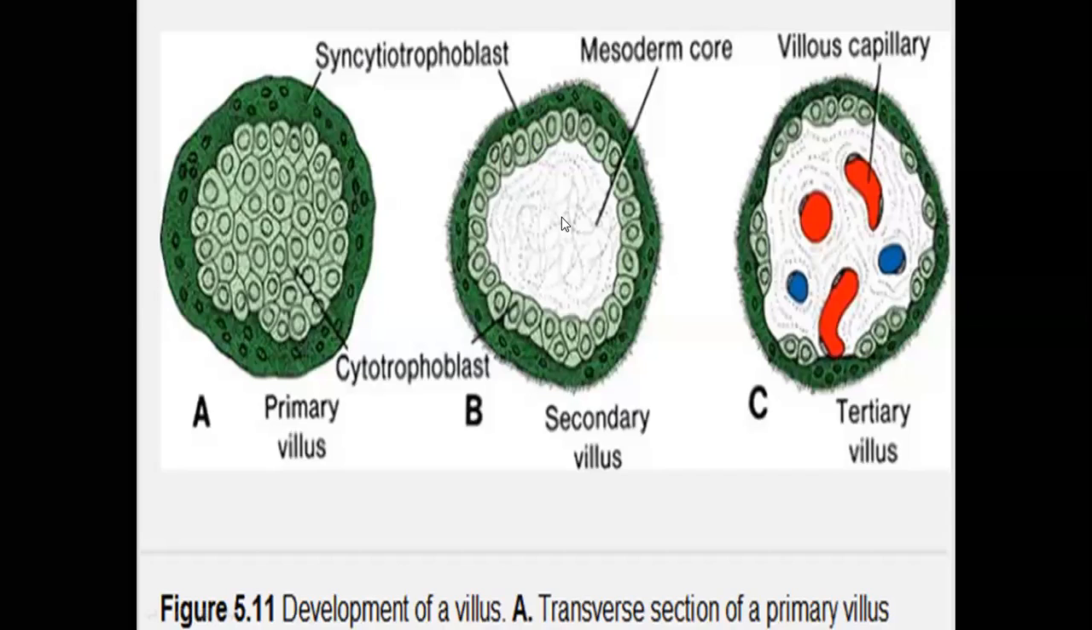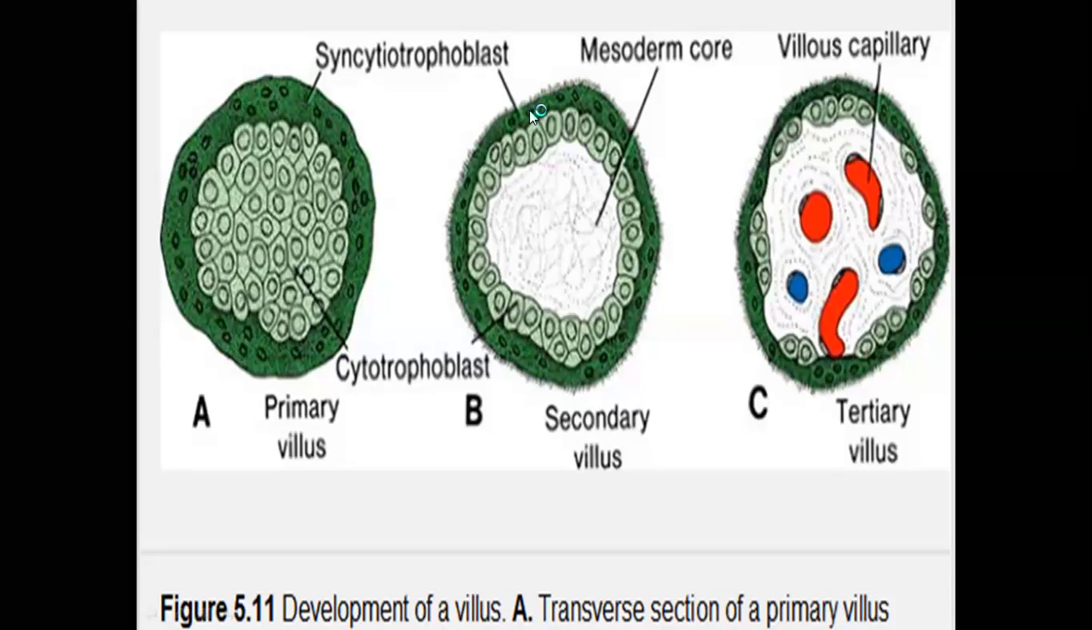So in the core, when you have mesoderm surrounded by the trophoblast, two layers of trophoblast, cytotrophoblast the inner layer and syncytiotrophoblast the outer layer, we call it secondary villus. And once the capillaries are formed on the fetal side, filled with blood, we call it tertiary villi. So primary villi have only two layers, cytotrophoblast and syncytiotrophoblast.